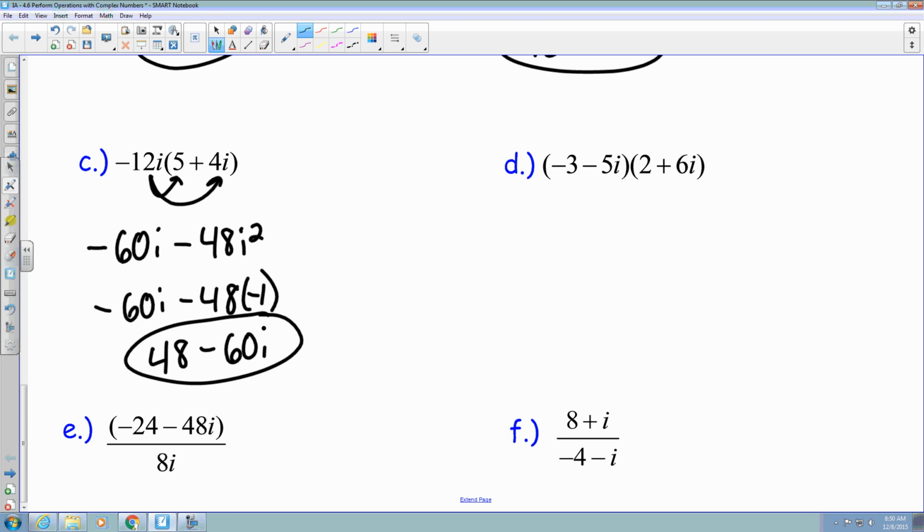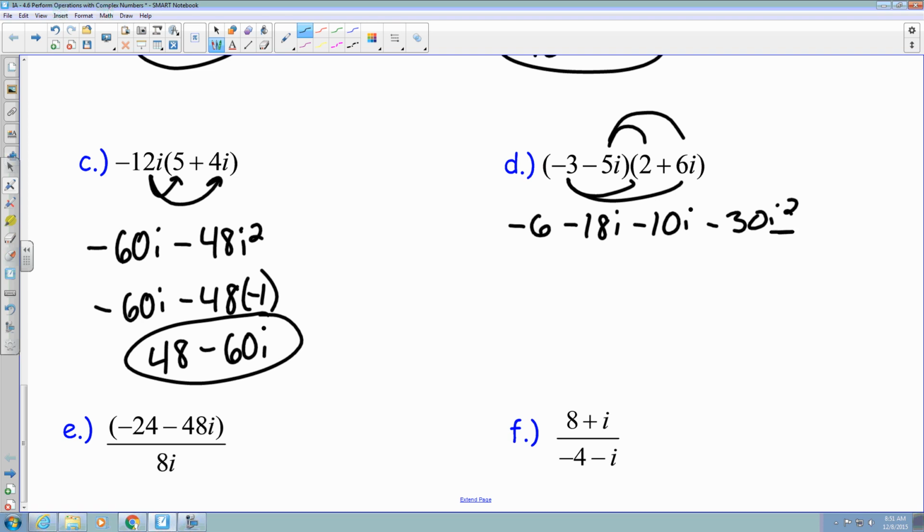Next, part D, it's multiplication. We're multiplying two binomials together, and we have to FOIL it out. So we have -3 times 2, which is -6. -3 times a positive 6i, which is -18i. -5i times 2, which is -10i. And then finally, -5i times positive 6i gives us -30i squared. Okay? I squared, just like in part C, we're going to change that back into -1.